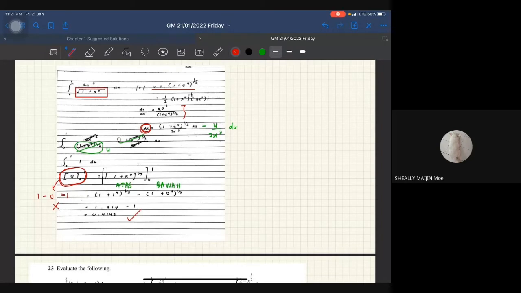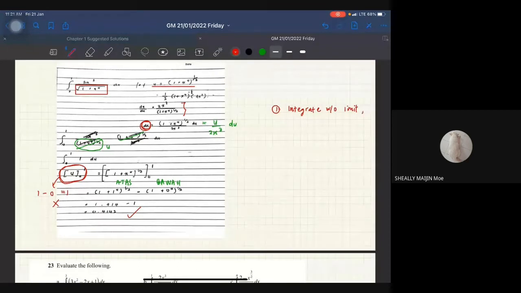Ini question tak ada. Okay, good. Alright, untuk definite integrals, we actually have two methods in solving. Okay, so method yang pertama, awak integrate without limit.